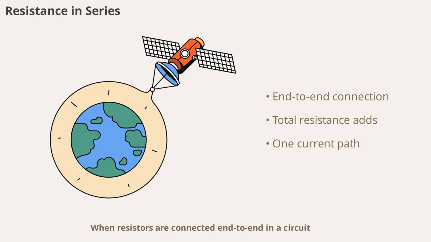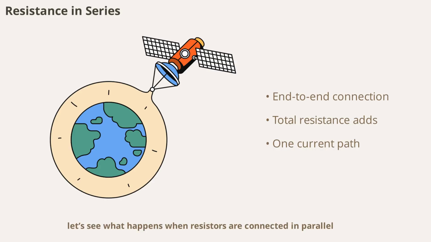When resistors are connected end-to-end in a circuit, they are said to be in series. In this arrangement, the total resistance is simply the sum of the individual resistances. This is because the current has only one path to follow, and it encounters each resistor one after the other. The formula is R total equals R1 plus R2 plus Rn. Series connections are common in many electronic devices, and understanding them is essential for circuit analysis.